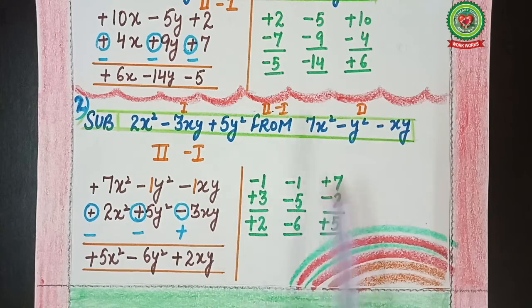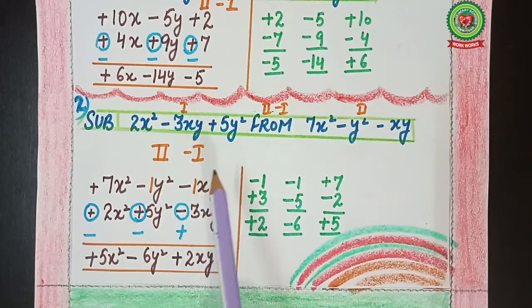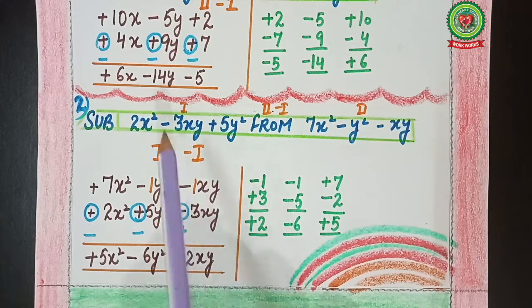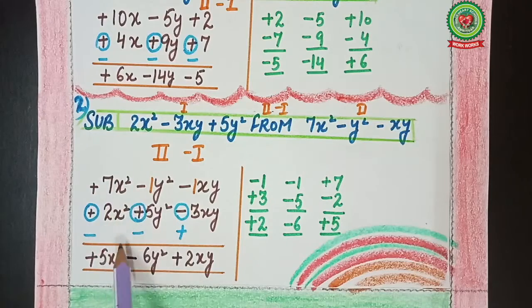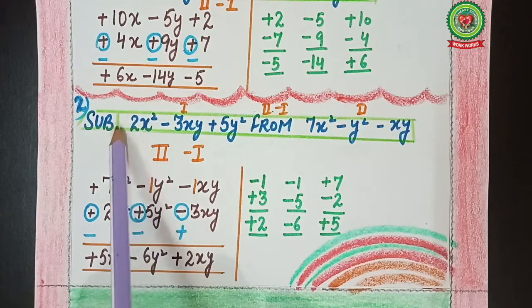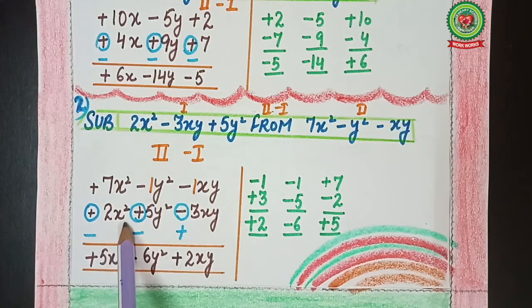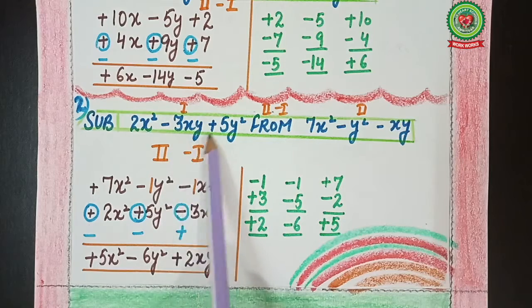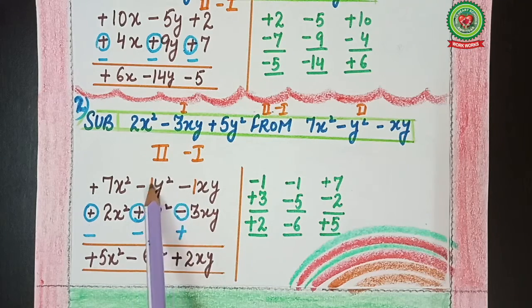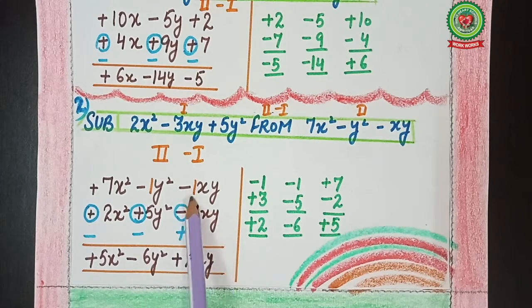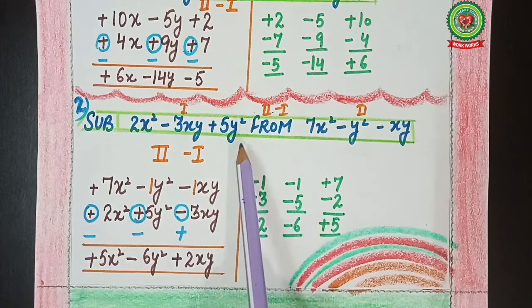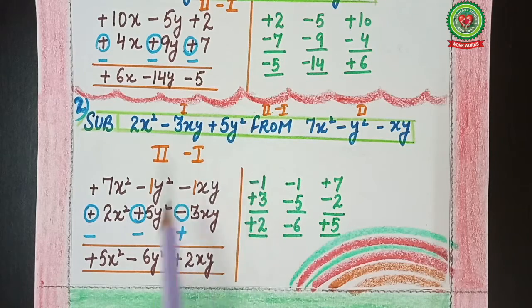Now next is you will write here first expression, and you have to be careful about the variables and the like terms. 7x square, under 7x square you have to write the term with the variable x square. So here it is plus 2x square, no sign, that means plus sign, so you will write here plus 2x square. Next one is minus 3xy, but here next one is y square, so you can't write here minus 3xy, so you will move further. So here it is minus 1xy, so just below minus 1xy you will write here minus 3xy. So now what is left? Plus 5y square. So you will write here plus 5y square.